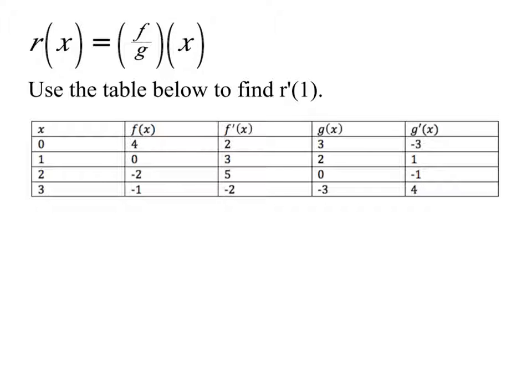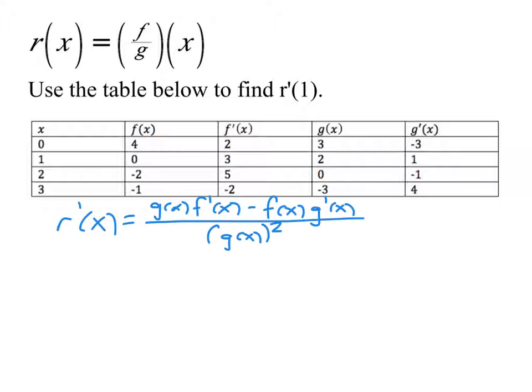Well, conveniently enough, we are starting with f and g. So let's write out our quotient rule in terms of f and g. And so this is what we're looking at when we actually get the quotient rule out for this one. And in this particular problem now, we're told that we want to figure out what r prime of 1 is. So using the quotient rule and the table, the relevant portions of the table, please figure out what is r prime of 1.